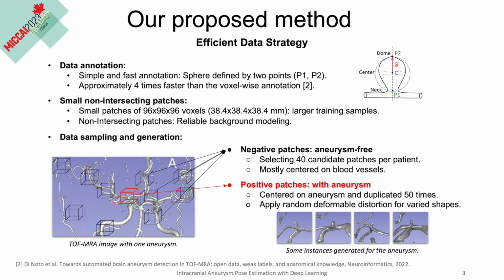For negative samples, we select a total of 14 patches per patient, primarily centered on blood vessels. This strategy enhances the model's ability to efficiently differentiate between healthy and pathological vessels. Considering the rarity of aneurysms in MRI data, positive patches are centered on aneurysms and duplicated 50 times. Furthermore, we apply random deformations to each positive patch to generate a diverse range of aneurysm shapes.